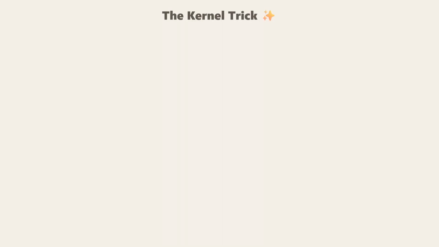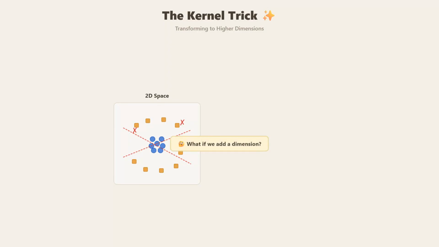Now we come to one of the most elegant ideas in machine learning, the kernel trick. This is what allows SVMs to handle non-linear decision boundaries. Consider a dataset where the classes are arranged in a circular pattern. The blue points form a cluster in the center, and the orange points surround them in a ring. No matter how many straight lines we try to draw, we simply cannot separate these two classes. Every linear boundary fails, as shown by the red X marks. Here's where the magic happens.